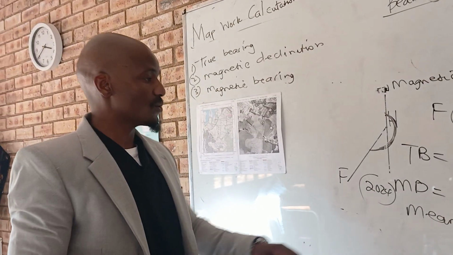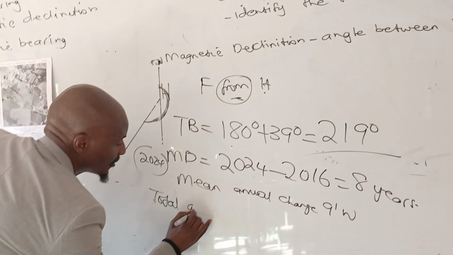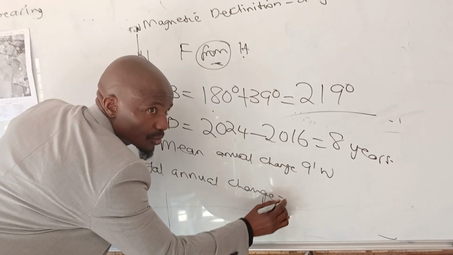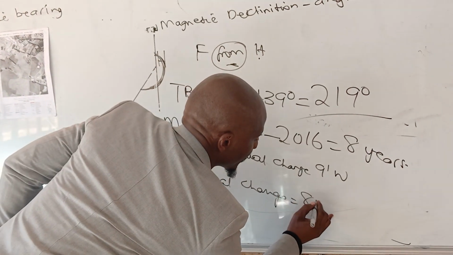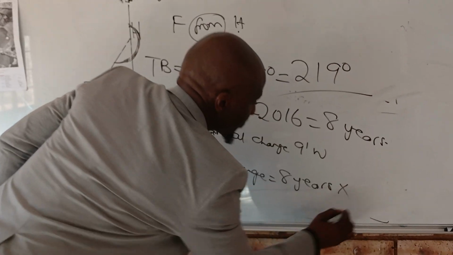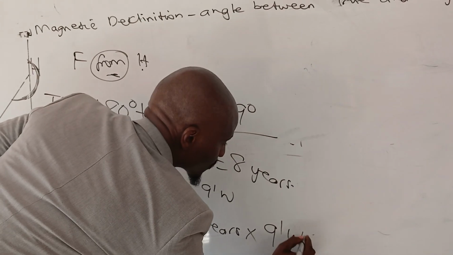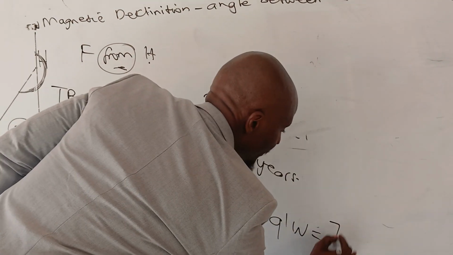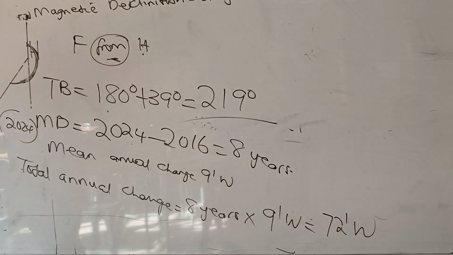So the next thing that you calculate, now that you have identified your mean annual change, is your total annual change. How do you get your total annual change? You multiply your difference in years, which is 8 years, by your mean annual change, which is 9 minutes westward. If you multiply 8 by 9, you will get 72 minutes westward.